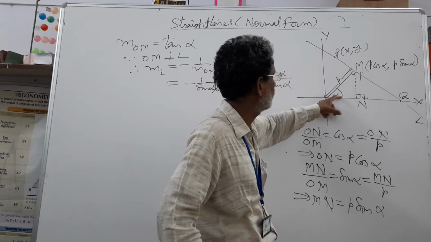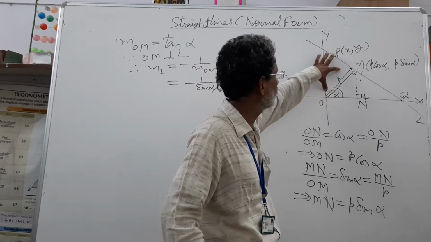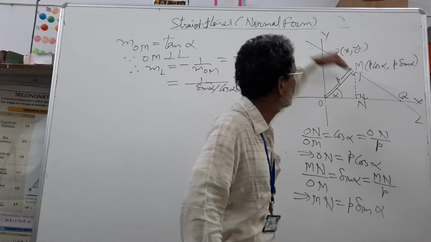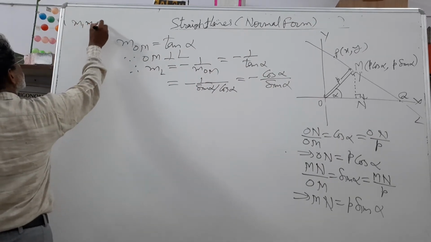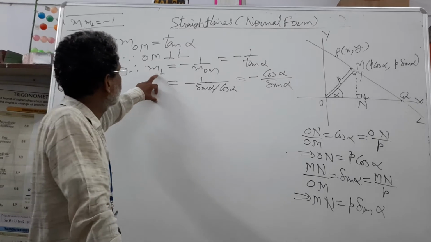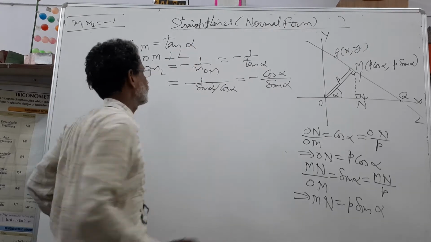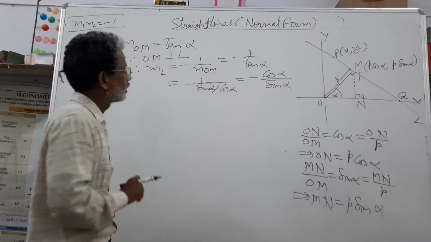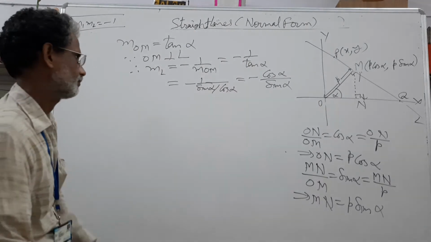OM makes angle alpha with the x-axis, therefore m, that is the slope of OM, will be tan alpha. But OM and L are perpendicular to each other. Therefore, using the m1 m2 is equal to minus 1 condition for perpendicularity, the slope of L will be minus 1 upon the slope of OM. Now the slope of the line is obtained.